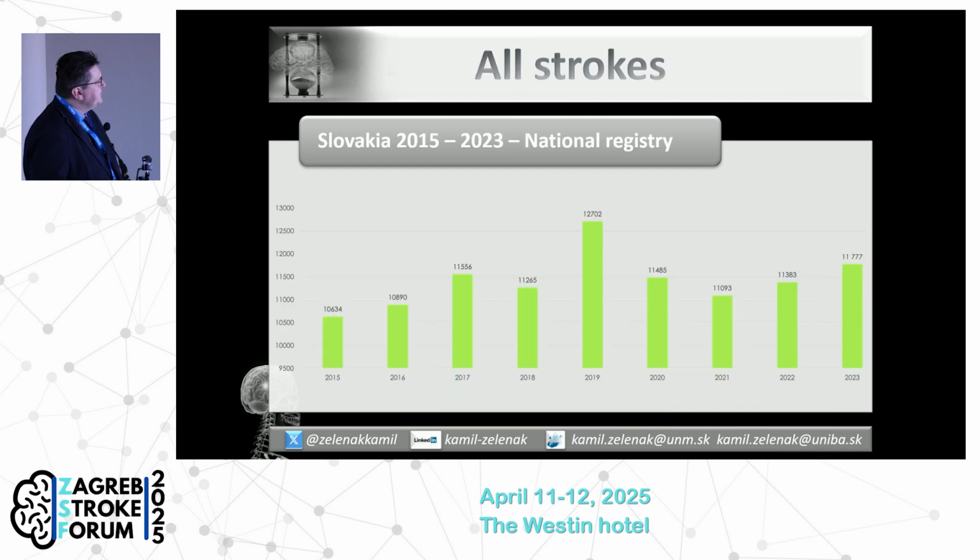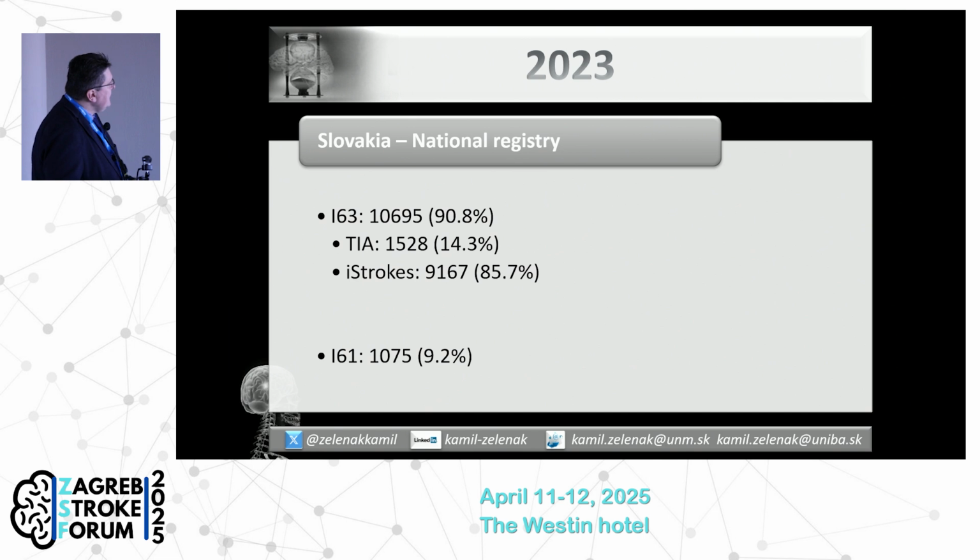So as was mentioned, neurologists collected the data in a national registry, and the data are shared with the RESCUE registry. So you can see basically the number of all strokes, ischemic and hemorrhagic, is basically stable. If you look at ischemic strokes, it was something like 10,000. Some of them are just TIA and regular stroke. You can see the number, something more than 9,000.